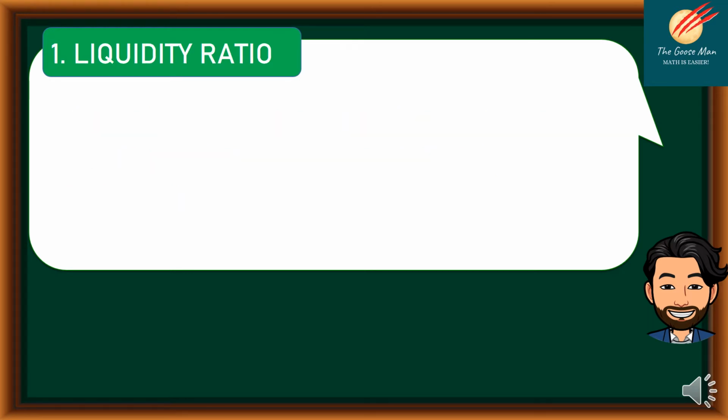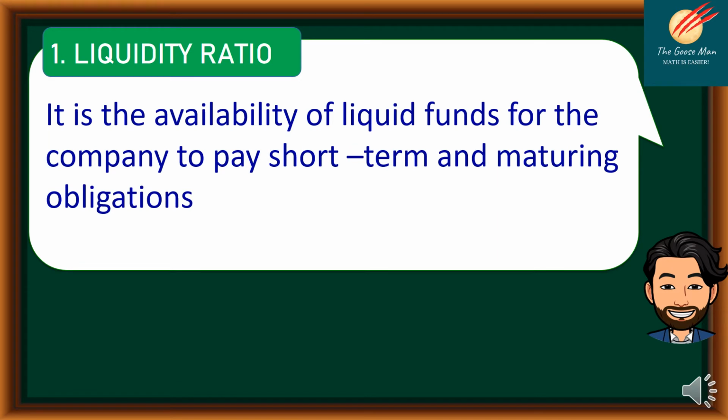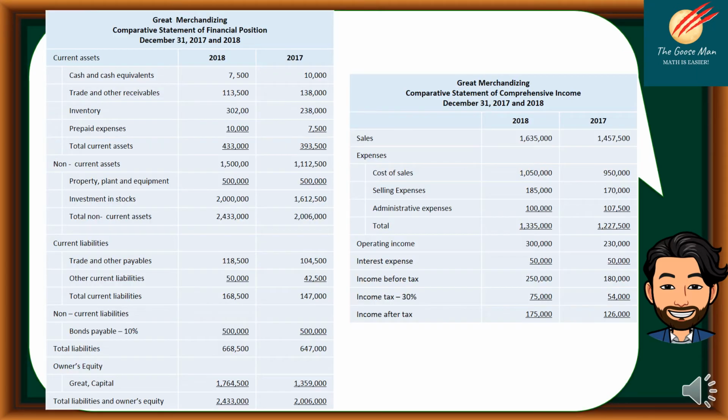So the first one is liquidity ratio. Whenever we say liquidity ratio, it is the ability of liquid funds for the company to pay short-term and maturing obligations. For the convenience of our discussion, we will use the Great Merchandising Comparative Statement of Financial Position as of December 31, 2017 and 2018, as well as the Comparative Statement of Comprehensive Income of Great Merchandising as of December 31, 2017 and 2018.